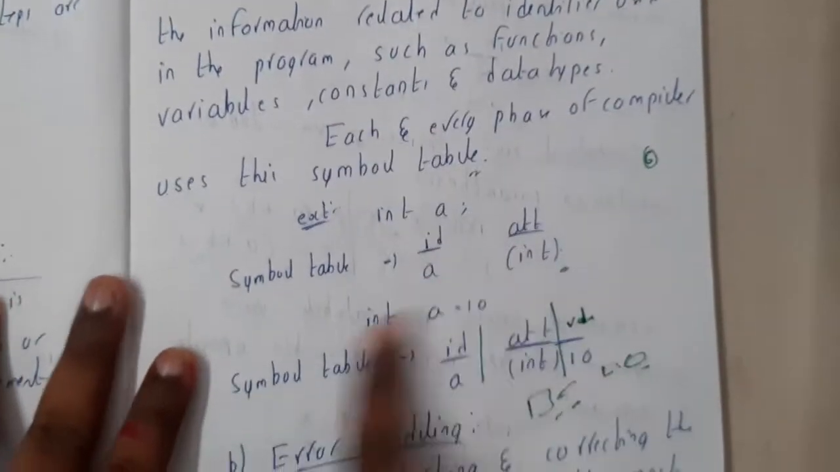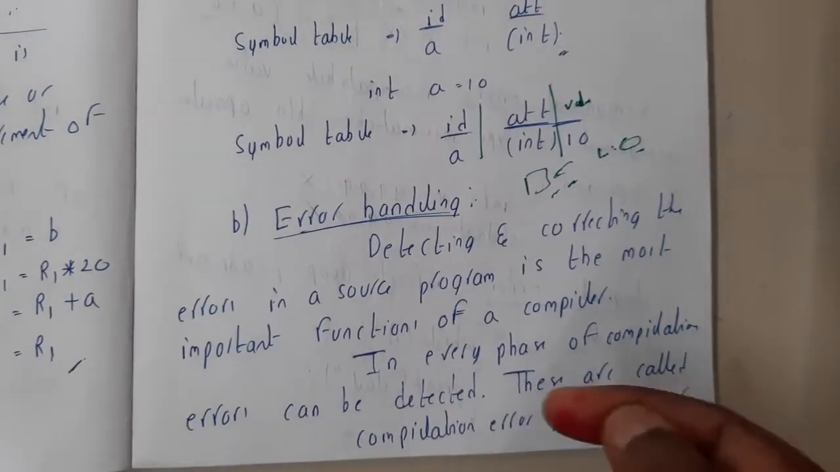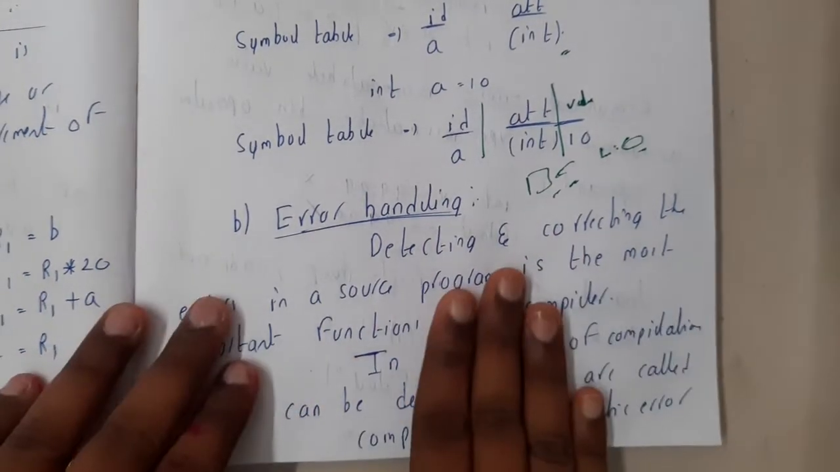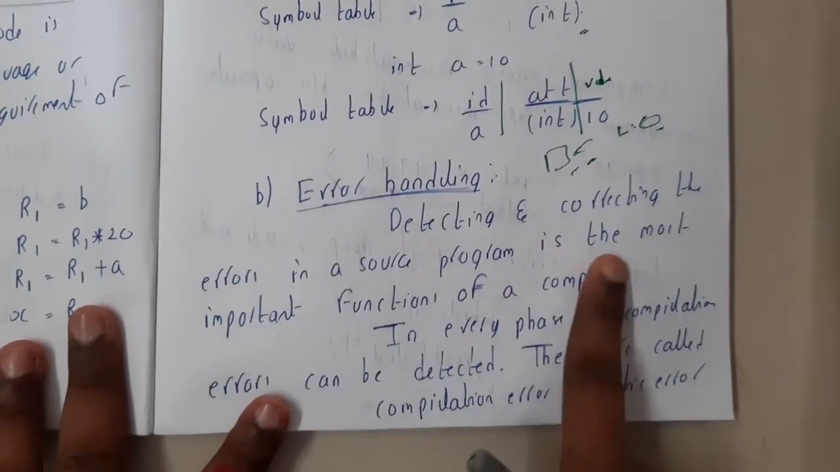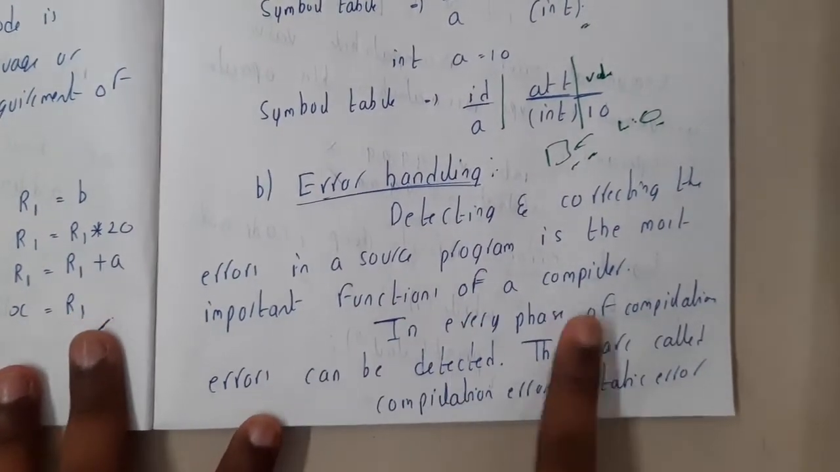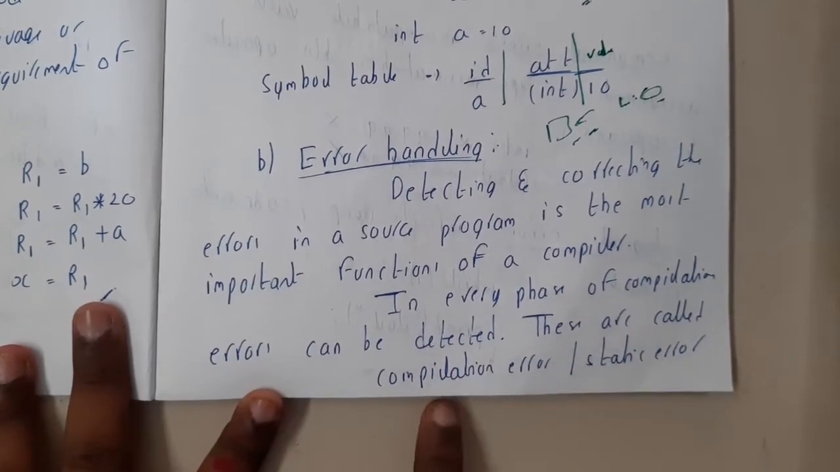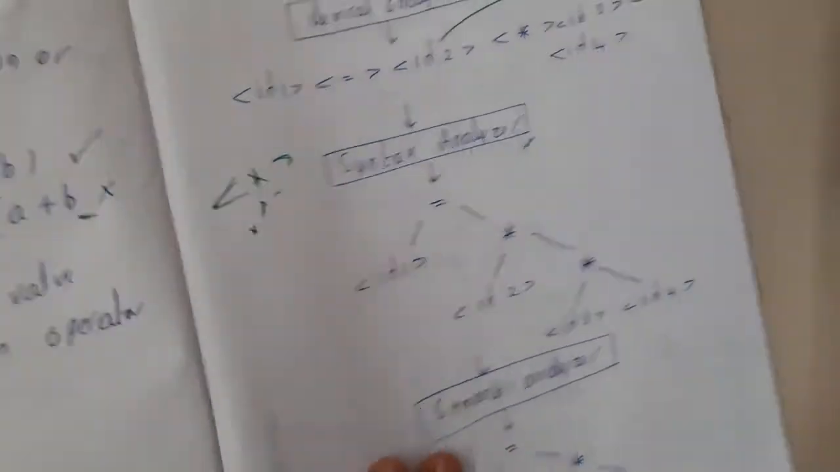Similarly, when it comes to the error handler, whenever some kind of error occurs, the error messages and all those things will be stored here. Detecting and correcting errors in the source code program is the most important function of a compiler. So in every phase of the compiler, errors can be detected. These are compile time errors or static errors, because they are found at compile time only.